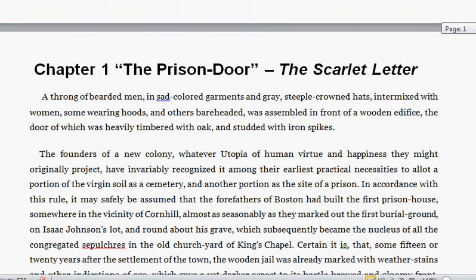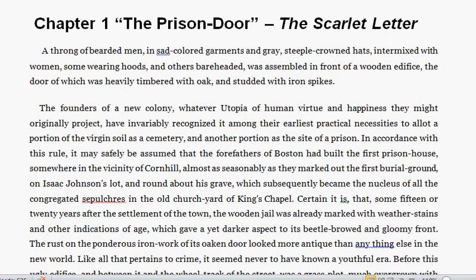So we're going to start today with the prison door, which is chapter 1 of the Scarlet Letter. It is important that before you annotate anything, you read it through. And so I'm going to ask you in a minute to pause this and read the prison door all the way through so you can see it as a whole.